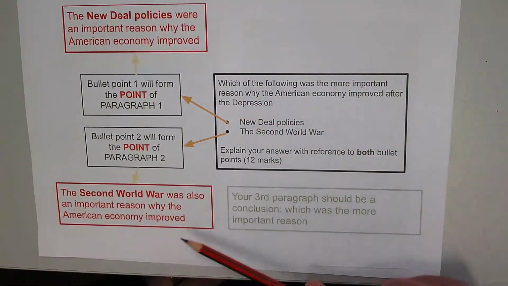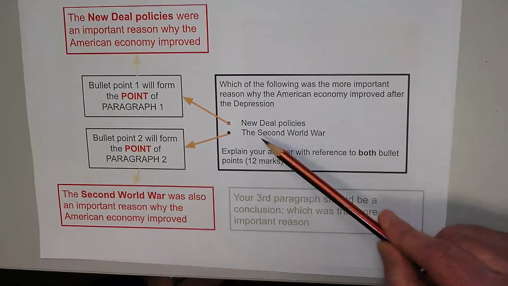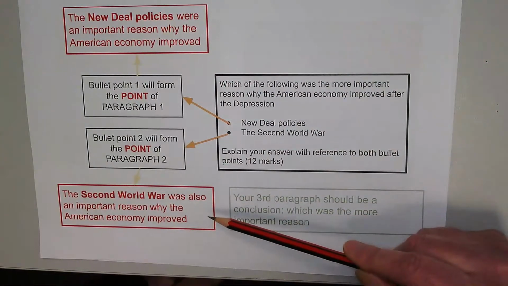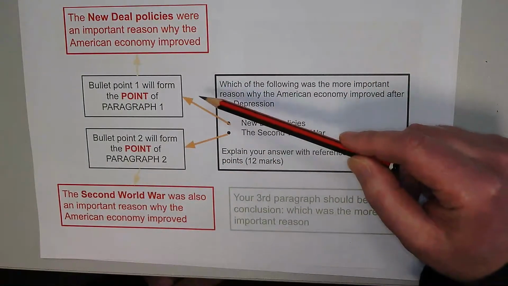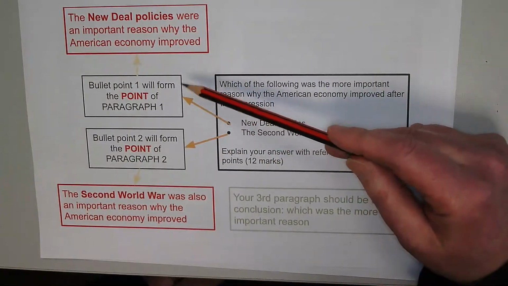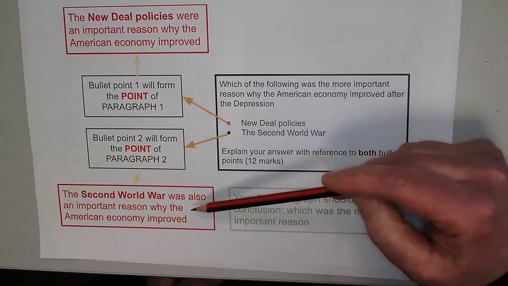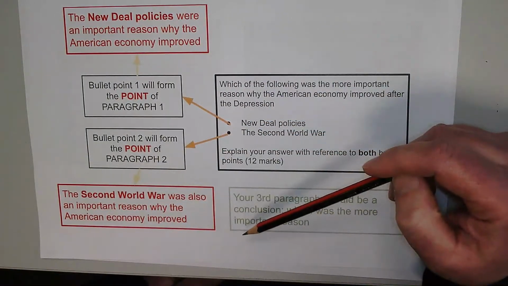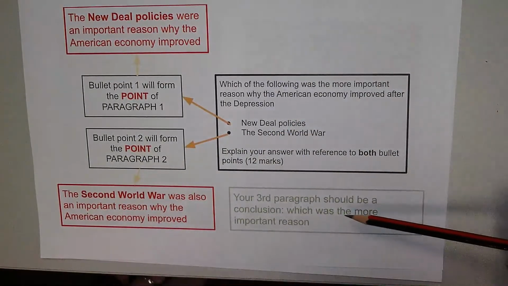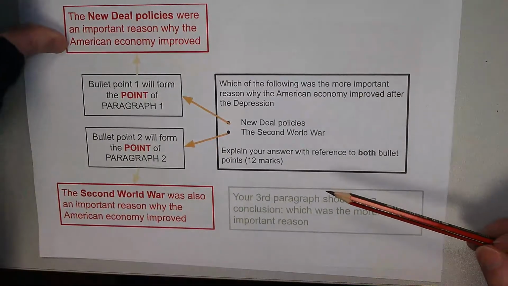And similarly, your second point should be to do with the Second World War. So these two things marked in red here are the points that you should make for paragraph 1 and paragraph 2. The point for paragraph 1 is bullet point 1, the point for paragraph 2 is the second bullet point. And then your third paragraph should be a conclusion as to which you think was the most important reason.